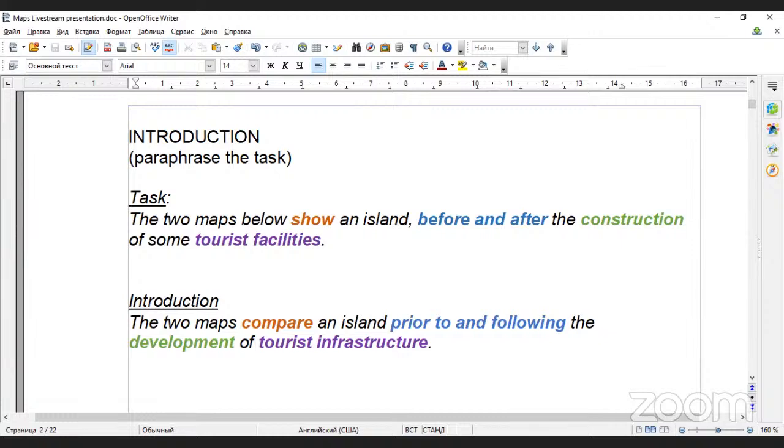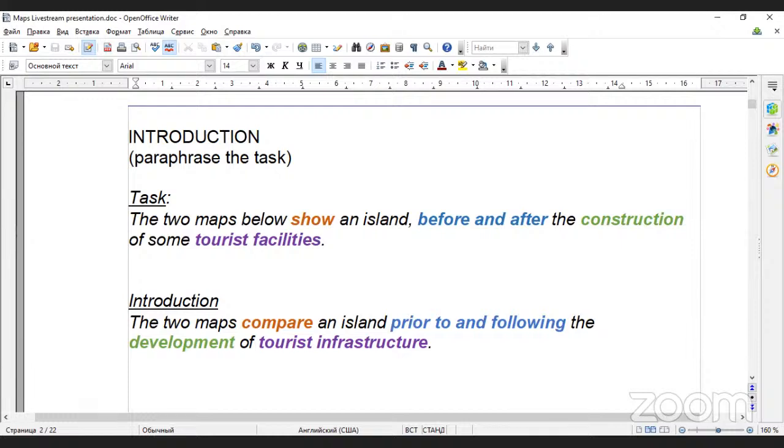So in our introduction, we need to paraphrase the task. One of the ways to do that is to use synonyms. That is not the only way. I'm planning to do 2 more streams on academic writing task 1, and in the 3rd stream, I'm going to give you some other ways of paraphrasing. But now let's just look at how you can paraphrase using synonyms.